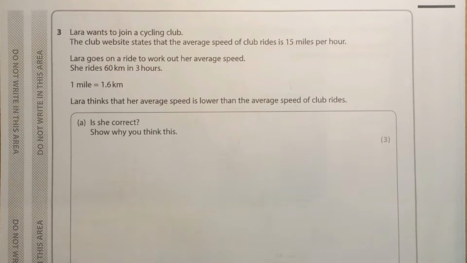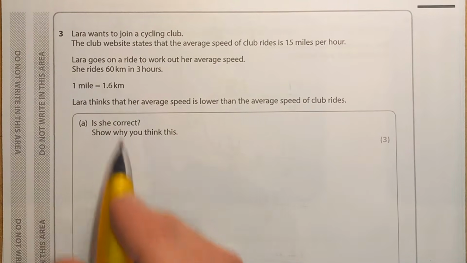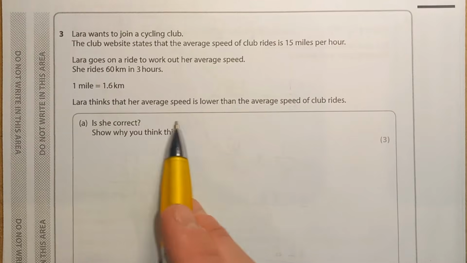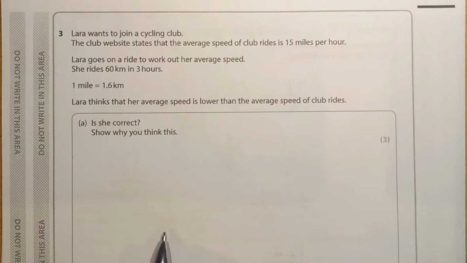Okay, question 3. Lara wants to join a cycling club. The club website states that the average speed of club rides is 15 miles per hour. Lara goes on a ride to work out her average speed. She rides 60 kilometers in 3 hours. We're told that 1 mile equals 1.6 kilometers. Lara thinks that her average speed is lower than the average speed of club rides. Is she correct? Show why you think this.